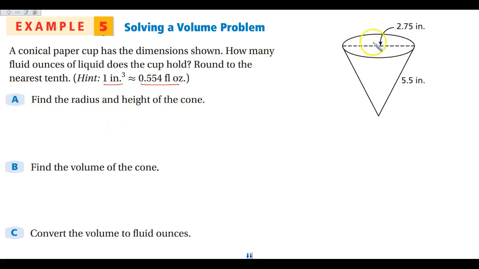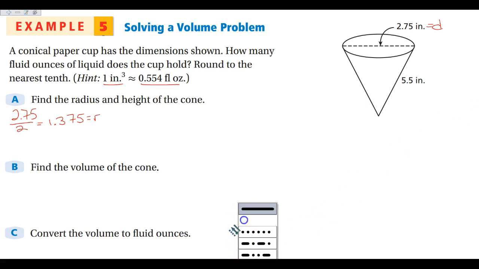All right, well, again, they give you this whole piece. So this is the diameter. So I'm going to take that 2.75 divided by 2, and I'm going to get 1.375 is my radius. Okay, now the next thing that we need is the height of the cone. All right, well, here's the height of the cone.